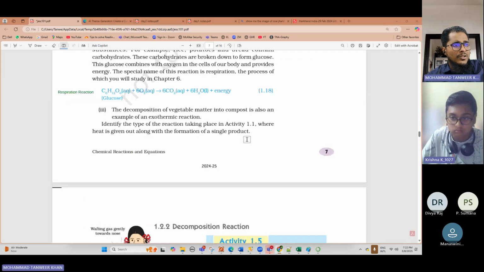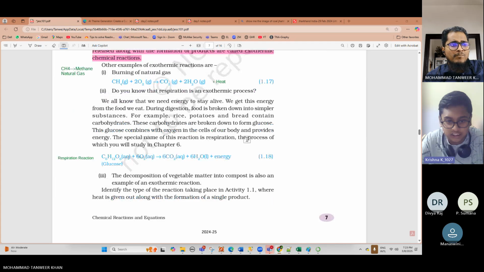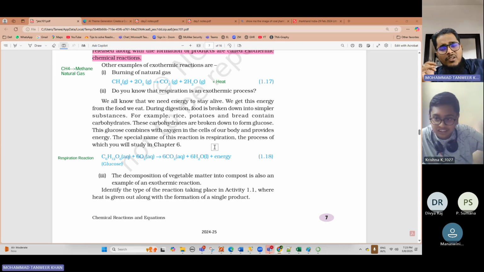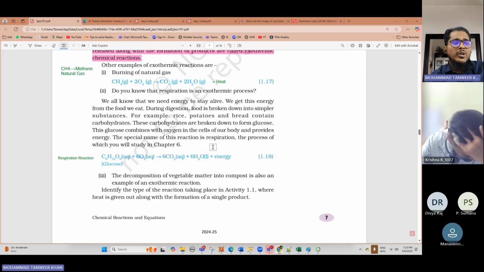Sir, what is the special name of this reaction? It is respiration, the process which you will study further in chapter 6. We'll study in detail about the process in later chapters. As of now, you have to remember that this is the respiration reaction and energy is getting released. That is why this is also an exothermic reaction.